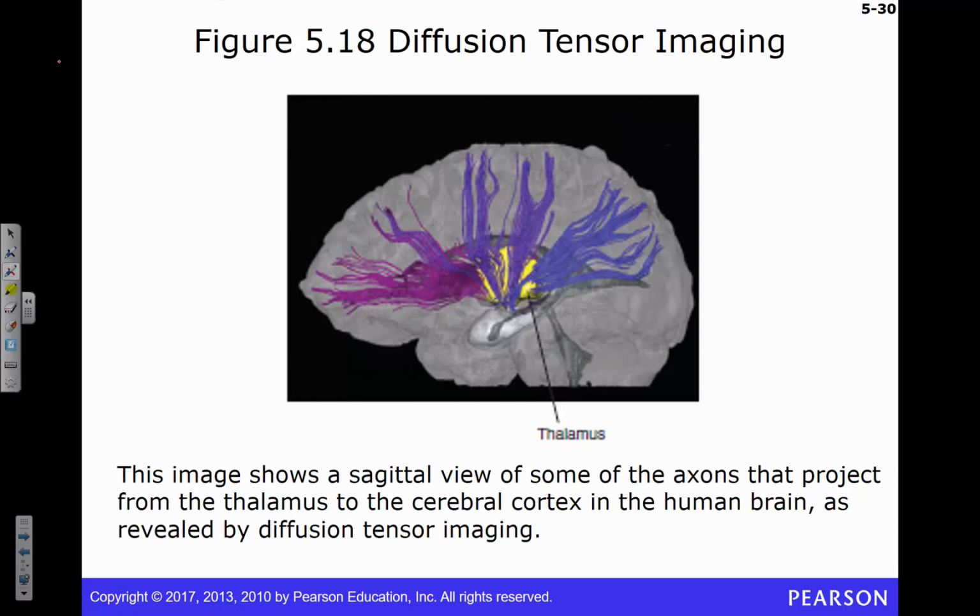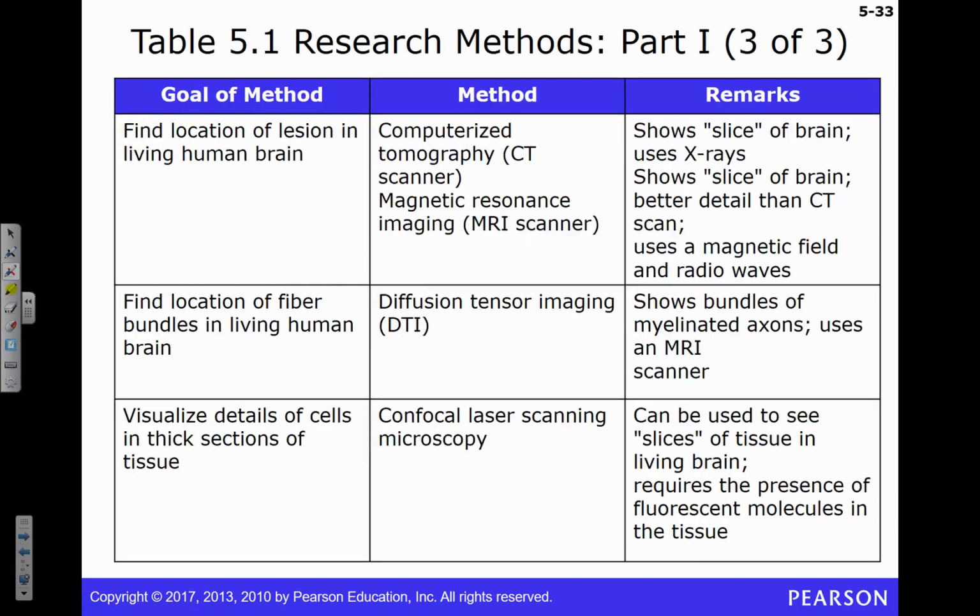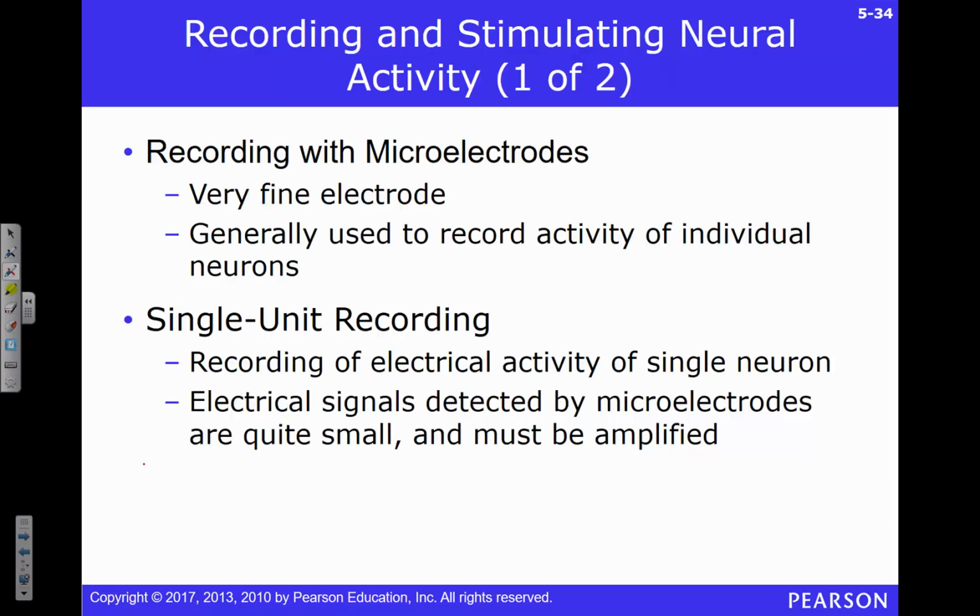This is that diffusion tensor imaging. This has actually been colored to show you where these axons go. Again, this is related to water molecule orientation. All right, don't worry about this. It's all just covering everything so that you can have an idea about what's going on.